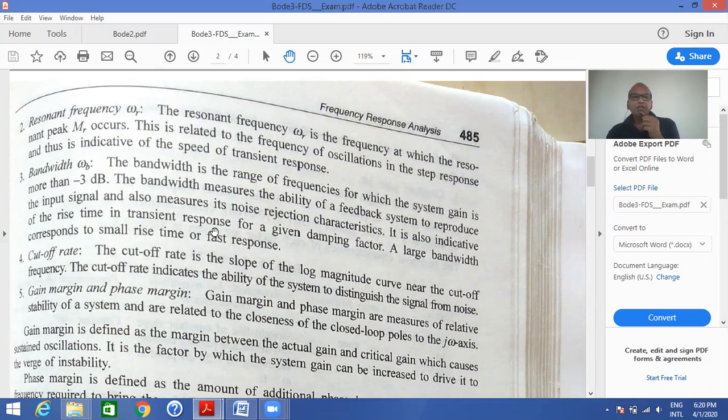In the next lecture we will see some simple examples of the Bode plot for type 0, type 1, and type 2 systems.